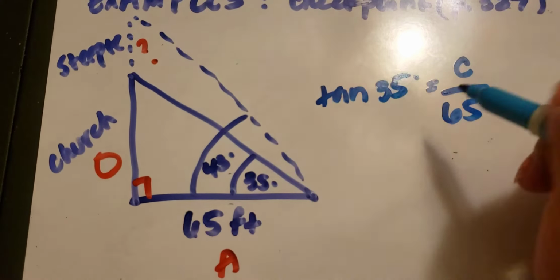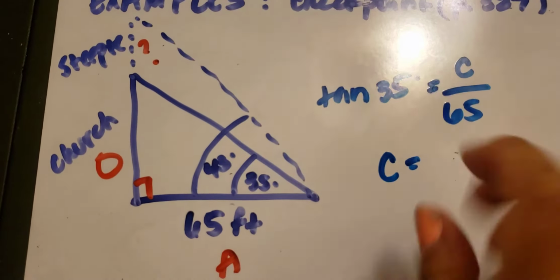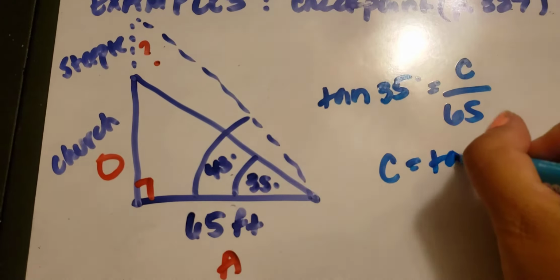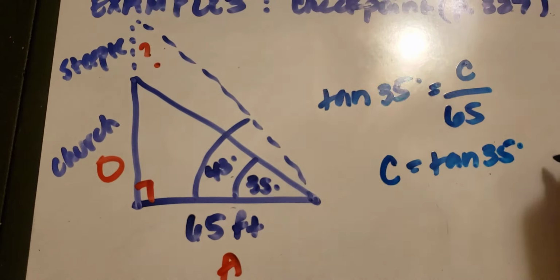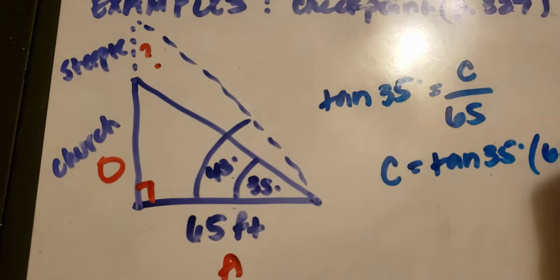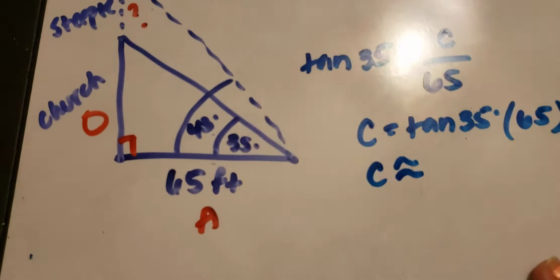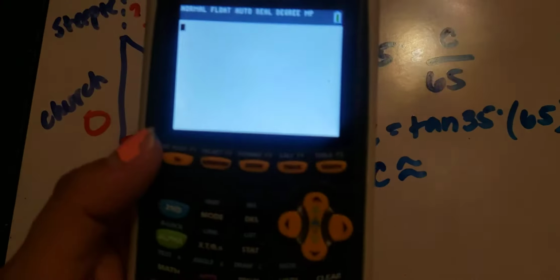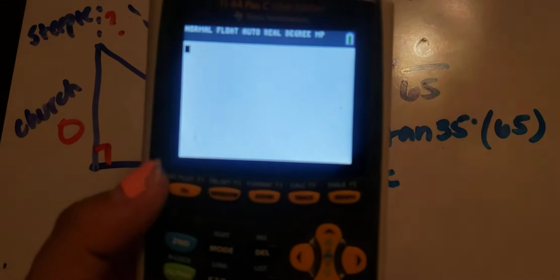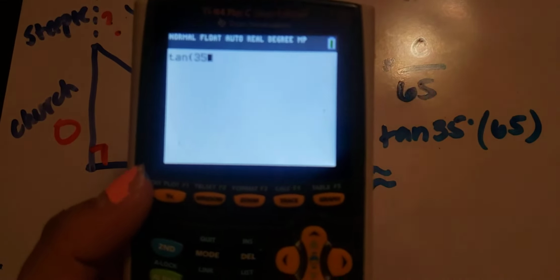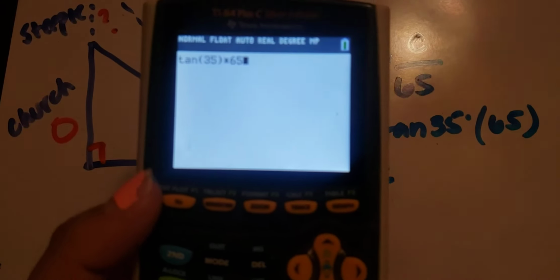And again, if you cross multiply, you should end up with the church height equals tangent of 35 degrees times 65, okay? And let's see what this gives us. So now we just use a calculator. So let me clear this. And then we're going to put tangent of 35 times 65, okay?